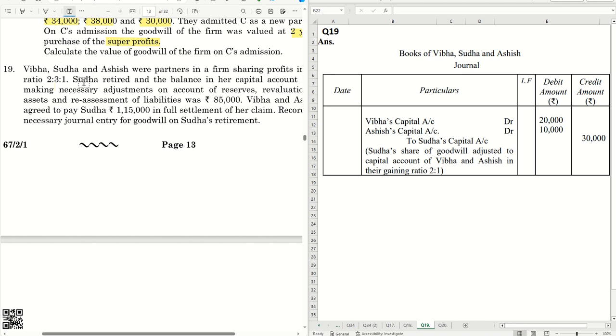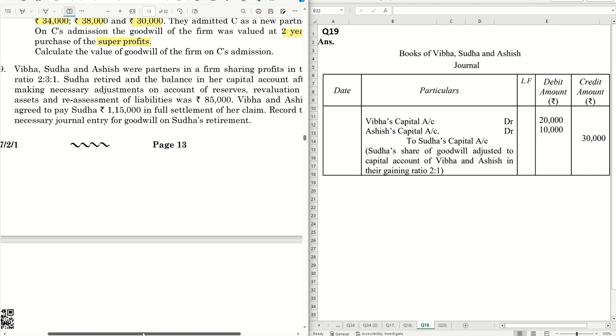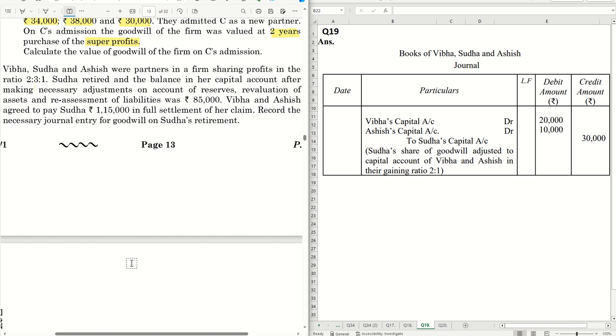Let's have a look. Vibha, Sudha, and Ashish were partners in a firm, sharing profits in the ratio 2 is to 3 is to 1. Sudha retired, and the balance in her capital account after making necessary adjustments on account of reserves, revaluation of assets, and reassessment of liabilities was 85,000. This was the balance. Vibha and Ashish agreed to pay Sudha 1,15,000 in full settlement of her claim. So this extra 30,000 which has been paid to Sudha is nothing but her share of goodwill, and that's what you have to do. Record the necessary journal entry for goodwill on Sudha's retirement.